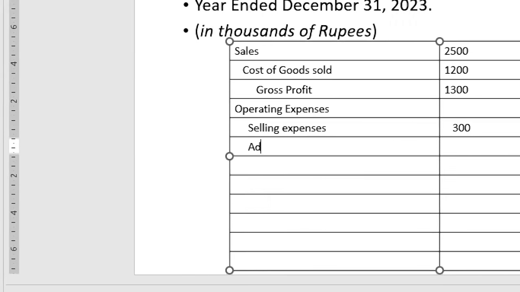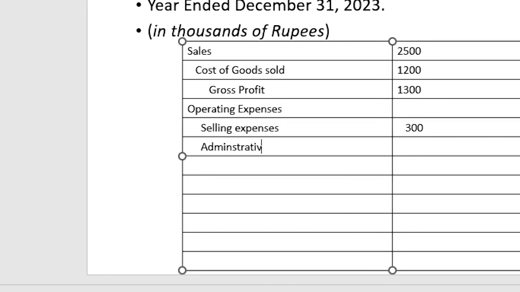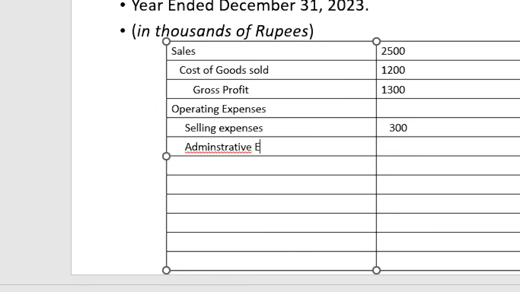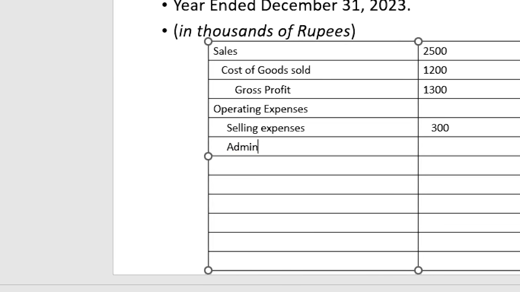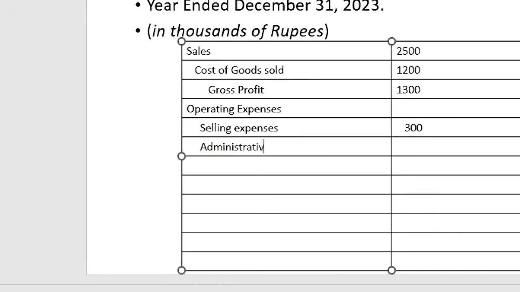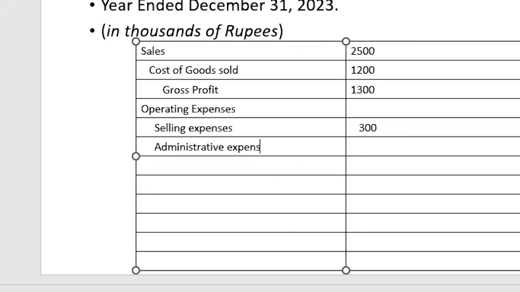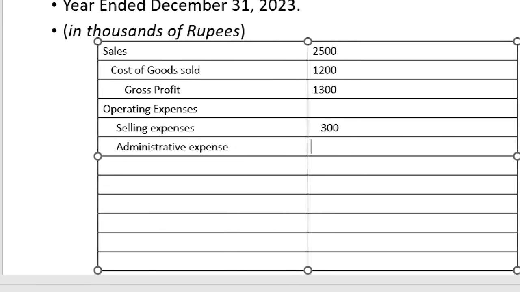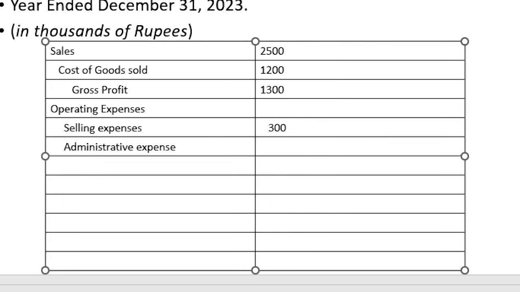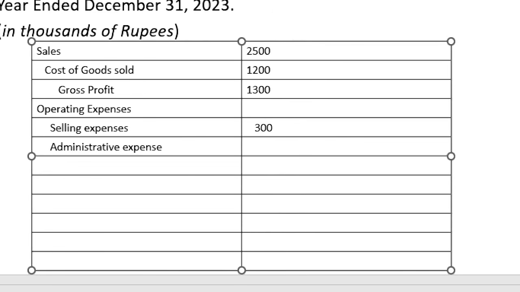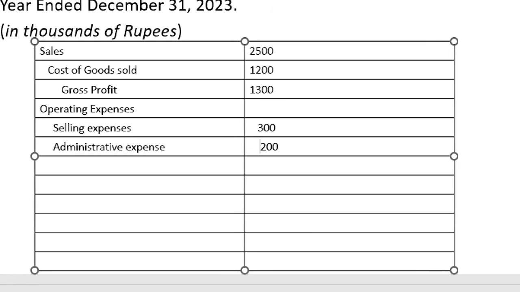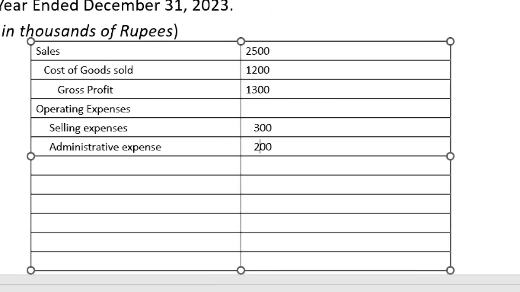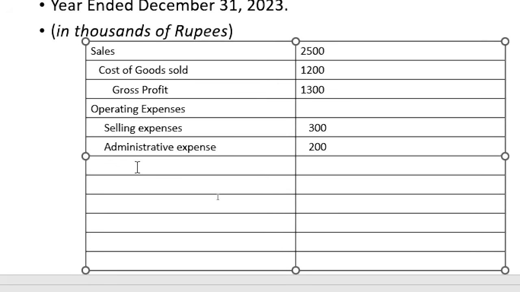And let me say administrative expenses. So what is this administrative expenses? So let me say that I'm encountering 200 rupees as my administrative expense. Okay, so maybe all your salary and all, anything can come there. Okay, then what is the total operating expenses?